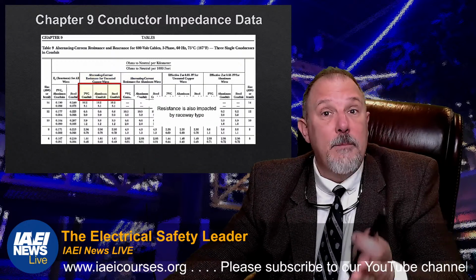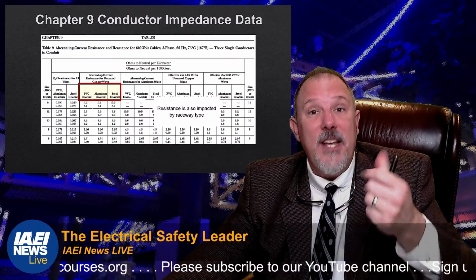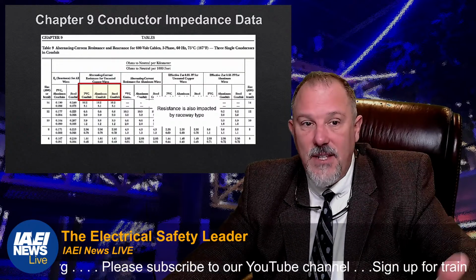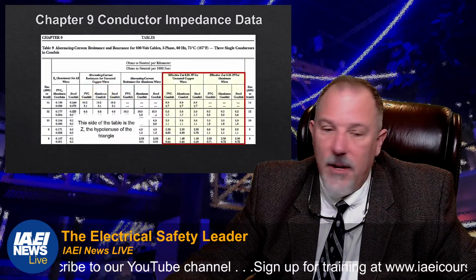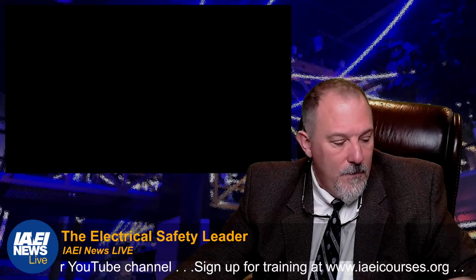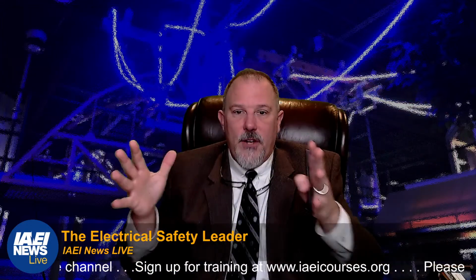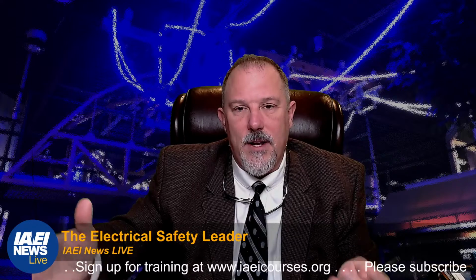And this is why it's important on the one-line diagram that you say, is it copper or aluminum? Is it in PVC or is it in steel? Or is it in open air? And then you have your effective Z's. So that's sort of an overview of the journey of the one-line diagram.